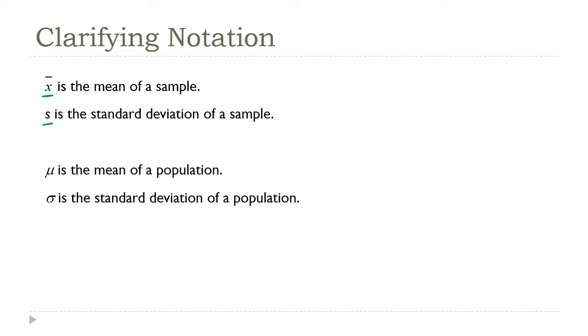On the other hand, when we're talking about the population, we're going to use two Greek letters. The Greek letter mu represents the mean, and the Greek letter sigma, that's a lowercase sigma, is going to represent the population standard deviation.